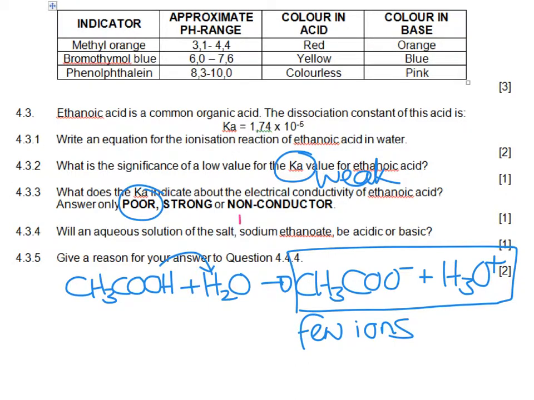Sodium comes from sodium hydroxide, which is a strong base, and the ethanoate is from a weak acid called ethanoic acid, which we've just discussed, and therefore it's going to land up being a basic end point overall. And give a reason for your answer. Because sodium hydroxide is a strong base, ethanoic acid is a weak acid, and therefore you will land up with a basic salt.